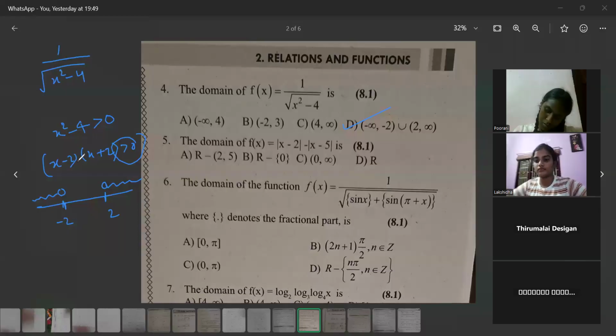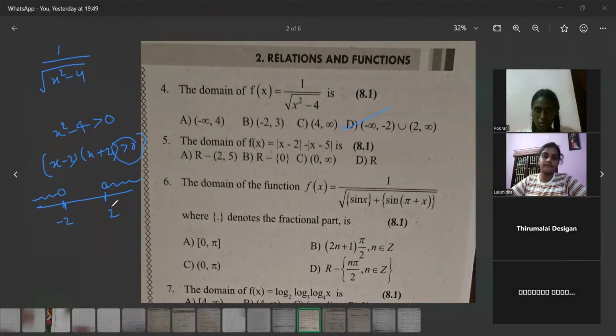Right? Quadratic inequality with greater than sign means beyond the roots. Quadratic inequality with less than sign means between the roots. Right?